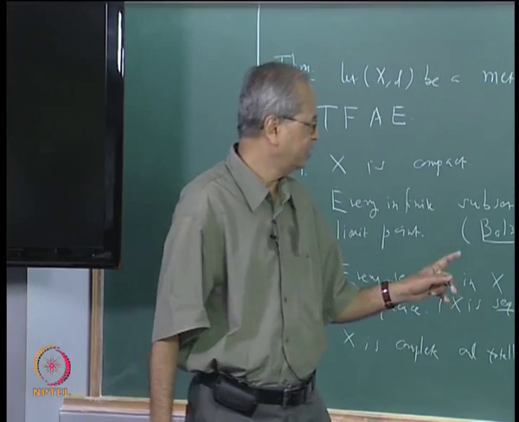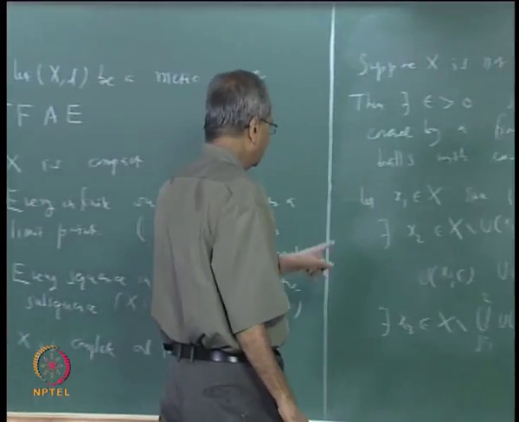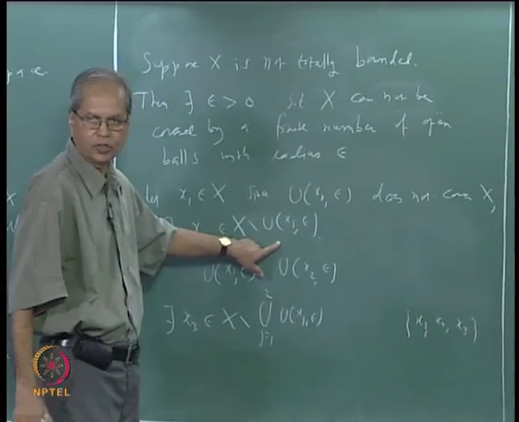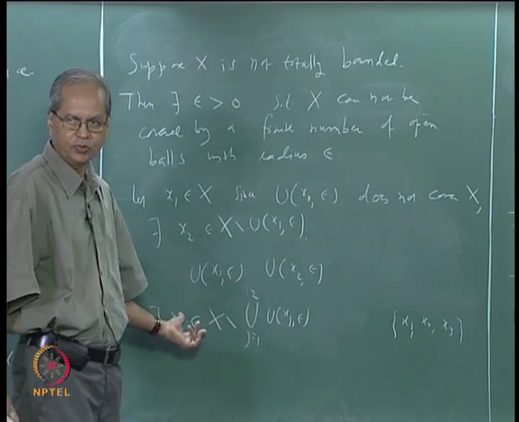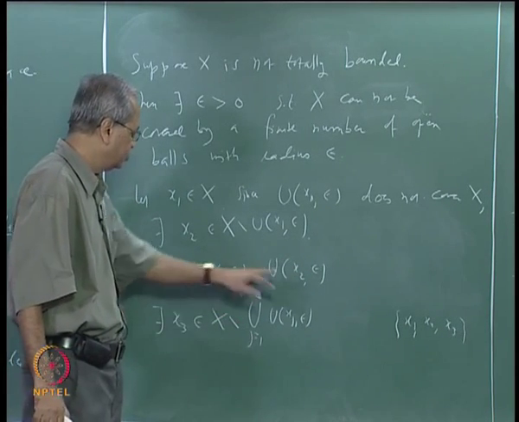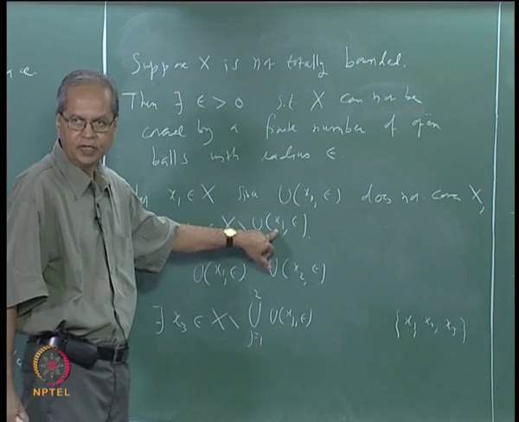Why is the distance between x1 and x2 bigger than epsilon? Because x2 is outside the ball U(x1, epsilon). And why is the distance between x3 and either x2 or x1 bigger than or equal to epsilon? Because x3 belongs neither to this ball nor to that ball. So that is important.